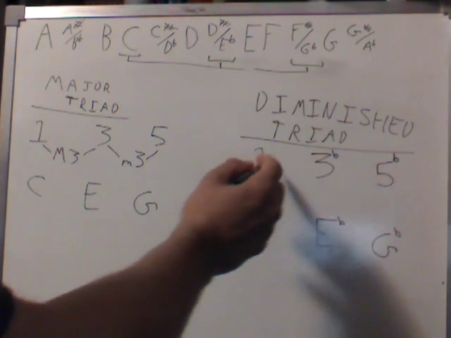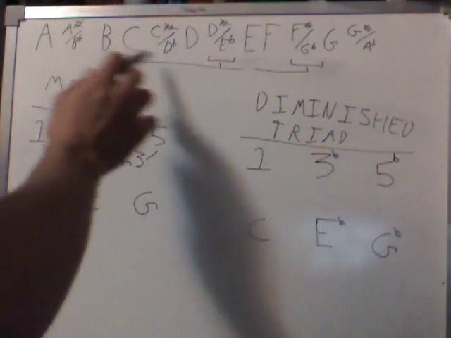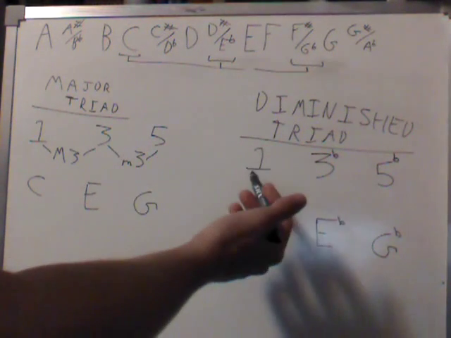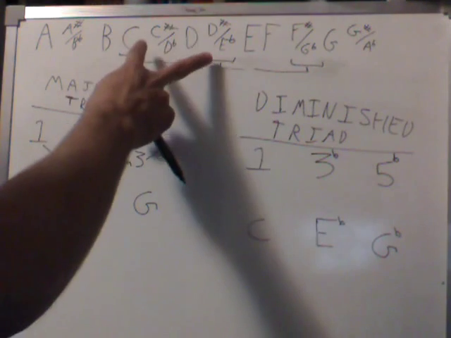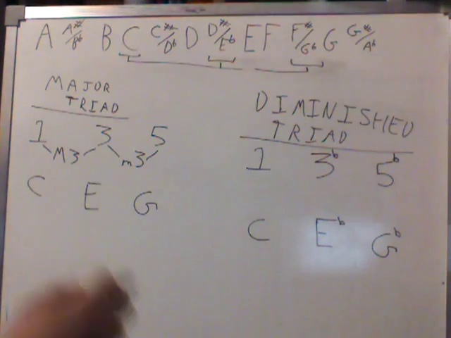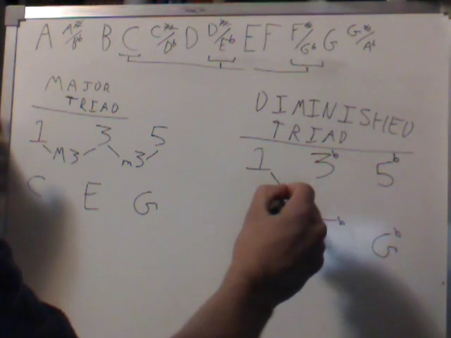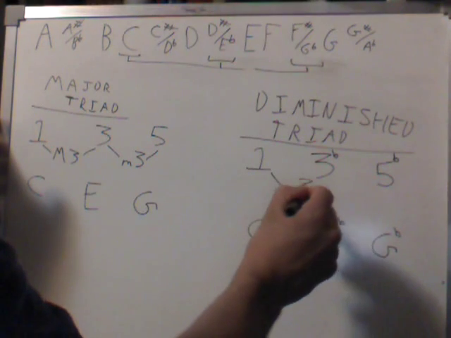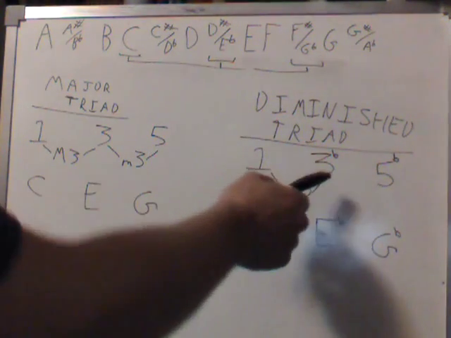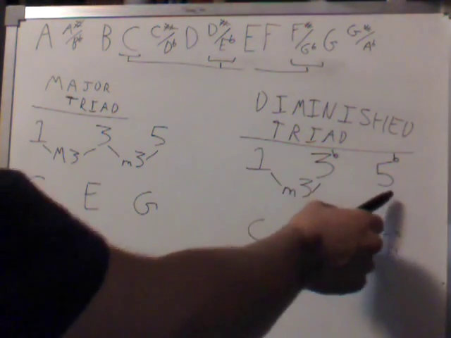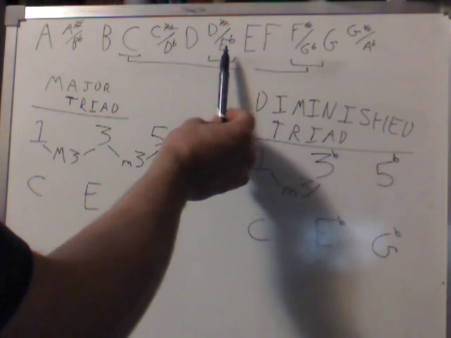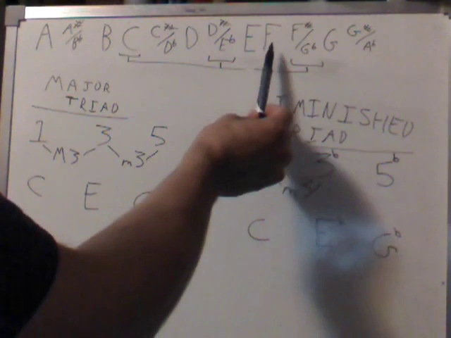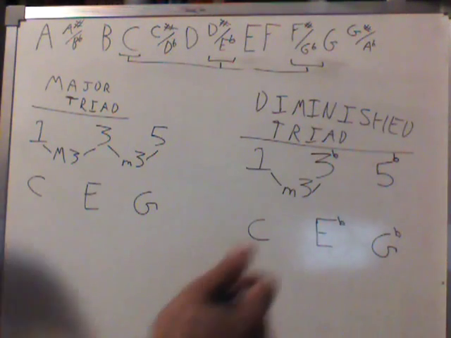What's the interval in between the 1 and the flat 3? Well, it's the same as what we did with the minor, right? From 1 to 3, that's 1, 2, 3 semitones from C to E flat. So that's just a minor third. And then how many semitones from the flat 3 to the flat 5, from the E flat to the G flat? Well, let's see. 1, 2, 3 semitones. That's a minor third.